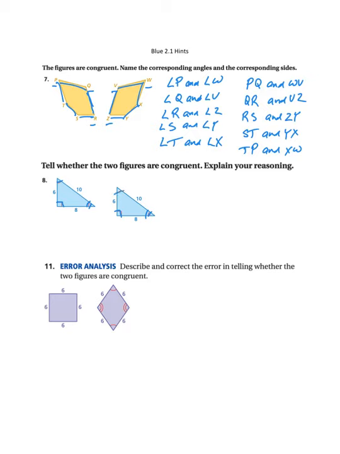So I've proven that my angles are congruent, my corresponding angles, and then I can look and see my sides actually are congruent as well. 6 and 6, 8 and 8, 10 and 10. So yes, they are congruent. Corresponding sides and angles are congruent.